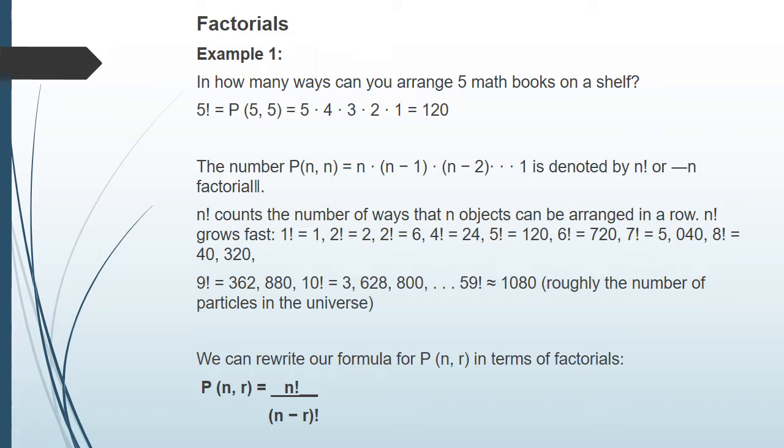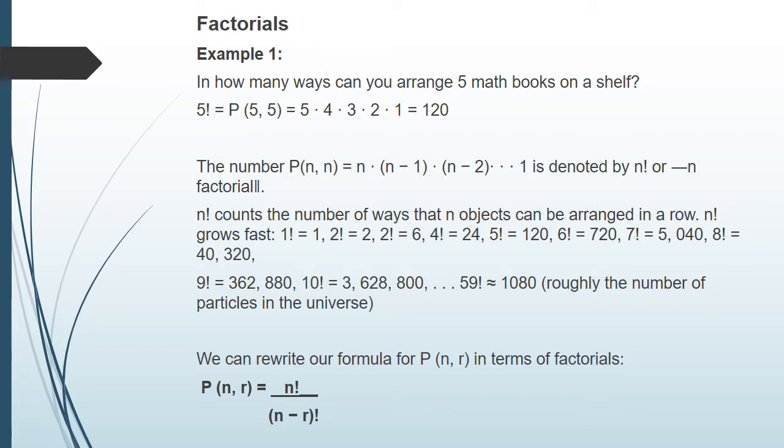The number P(n, n) is equal to n times (n minus 1) times (n minus 2) until 1, and is denoted by n factorial. N factorial counts the number of ways that n objects can be arranged in a row.